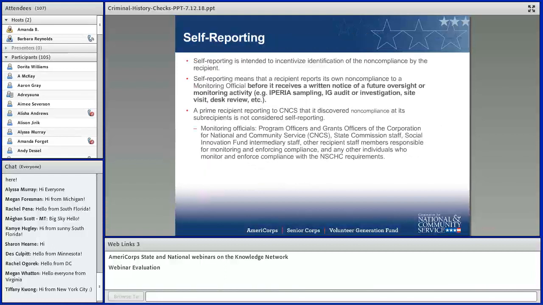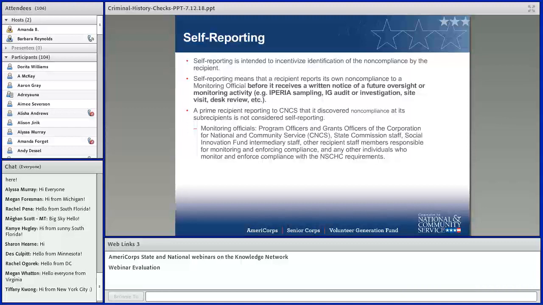Let's talk a little bit about self-reporting. You need to know two different types of definitions when you think about self-reporting. The first one is the actual definition of self-reporting, and basically it is allowable to self-report before you receive a written notice of a future oversight or monitoring activity. So that could be an IPERIA sampling, it could be an IG audit or investigation, it could be a site visit, it can be a desk review.